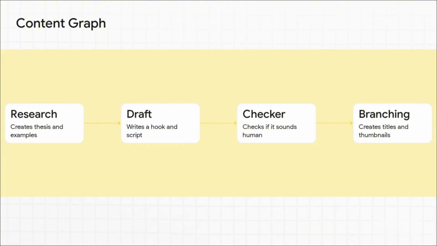Or take complex content creation as another example. A graph mimics how a real content lead works. It isolates the research step from the drafting step. It creates a thesis, finds examples, drafts the script, and then passes it to a checker agent to literally ask, hey, does this sound like a human? And only after passing that check does the graph branch out to generate your titles, captions, and thumbnails. It completely eliminates that fuzzy, straight-line chat experience.